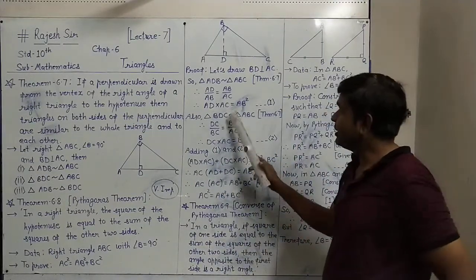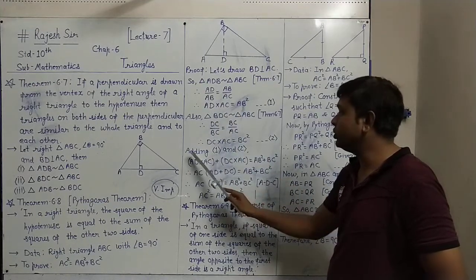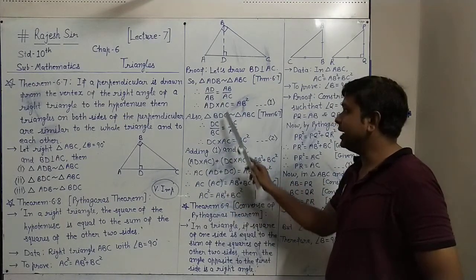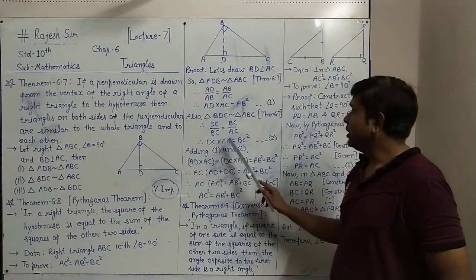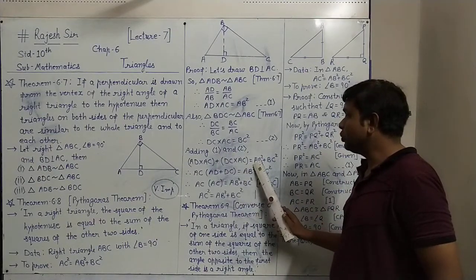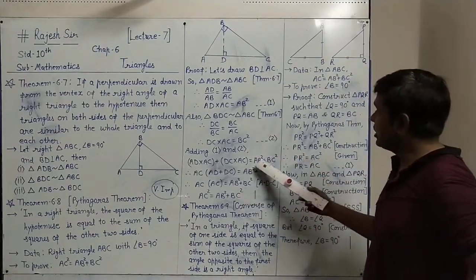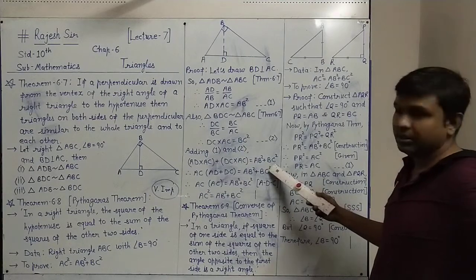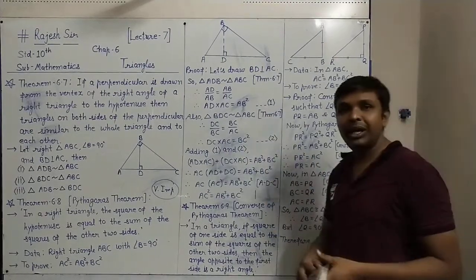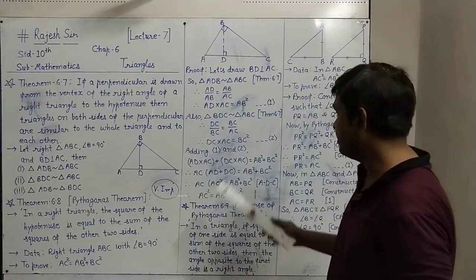On the left side of result 1 we have AD into AC, plus, meaning addition, the left side of result 2 which is DC into AC, equals, on the right side addition, on result 1 AB square plus on result 2 BC square. So results 1 and 2 are added, left addition equals right side addition.